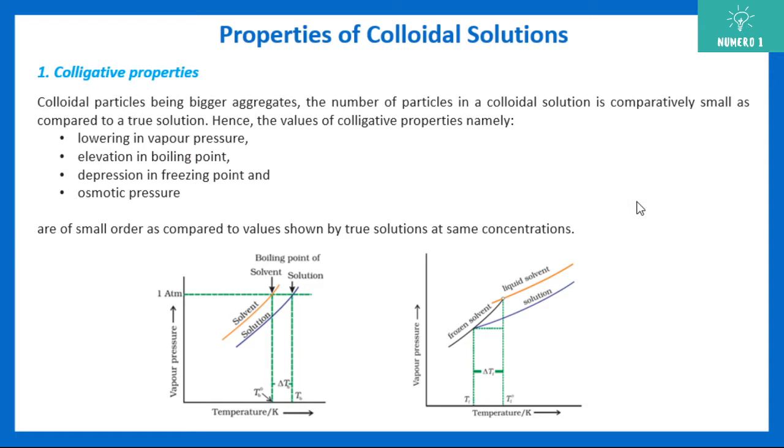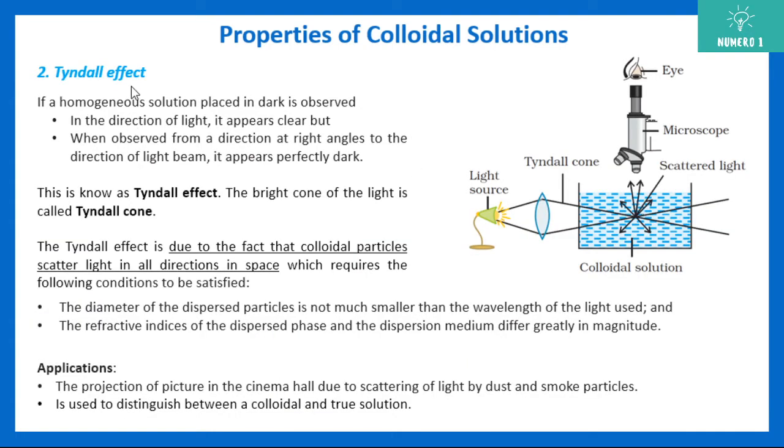Now, the second property is Tyndall effect. Tyndall effect is very important because this is an exam question. What happens is, if a homogeneous solution of colloid particles is placed in the dark and observed, in the direction of light it appears clear. Basically you can see that it's a clear solution, but when you observe from a direction which is at right angle to the direction of the light beam, it appears perfectly dark.